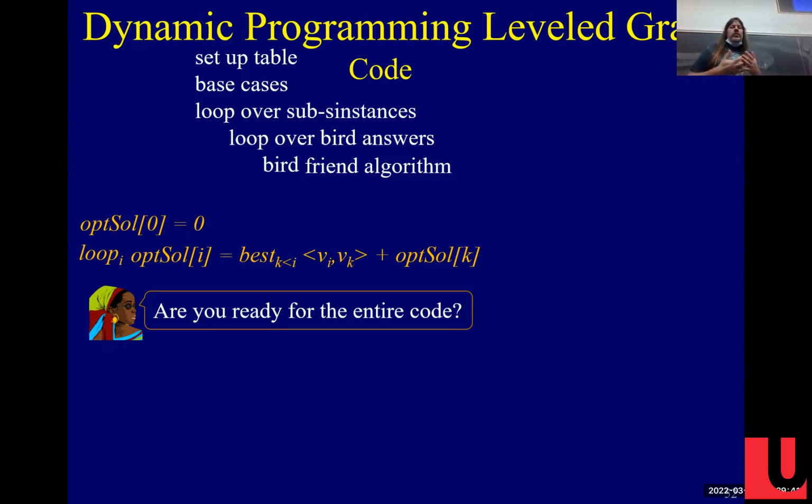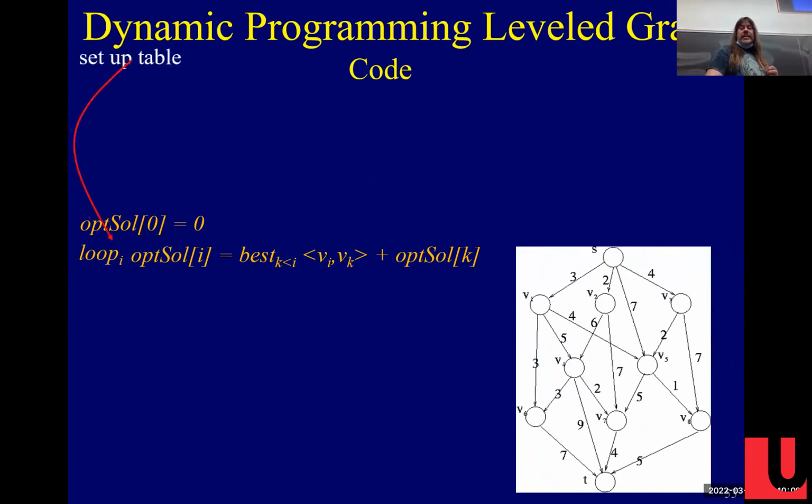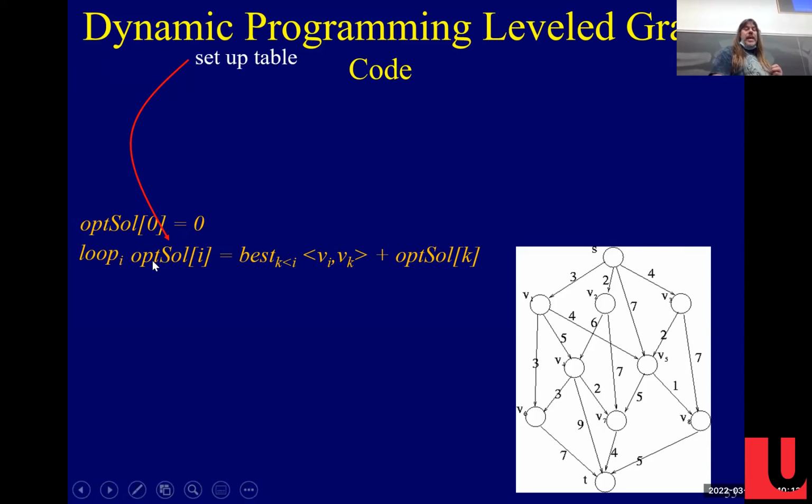Well, then we're just down to the bird-friend algorithm, where we have help from our bird, we get help from our friend, and we combine them. And then after you do all the bird's answers, we have the best solution for each bird answer, the best solution consistent with that bird answer. So we take the best of the best, and that's the entire algorithm. All right, so let's see how that connects. First, we have to set up the table here.